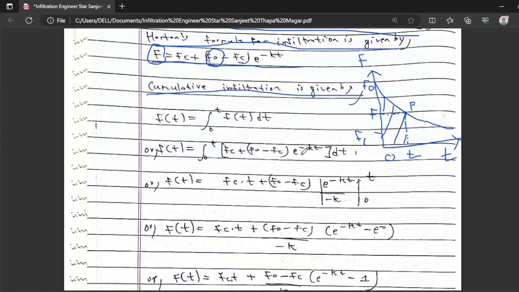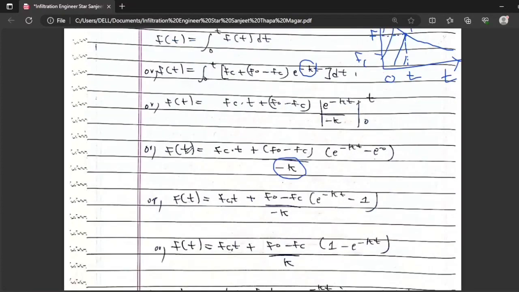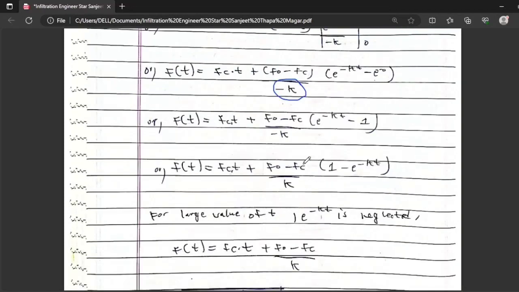So the integration of e power minus kt is e power minus kt divided by the coefficient of t, that is minus k, from 0 to t. I take this minus k here, and the remaining is: first putting the upper limit, e power minus kt, and substituting 0 for t, we get e power minus 0. So Ft is equal to fc t plus (f0 minus fc) by minus k, times e power minus kt minus e power minus 0, which is e power 0, that is 1. Taking this negative sign in, we get 1 minus e power minus kt.